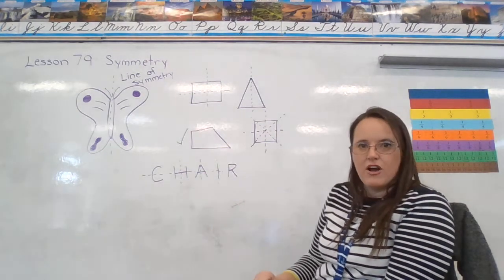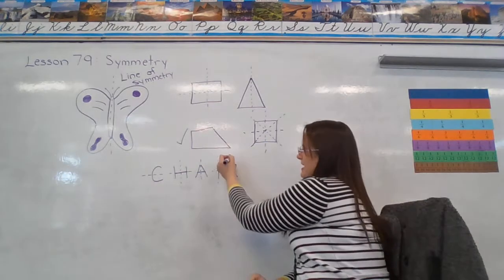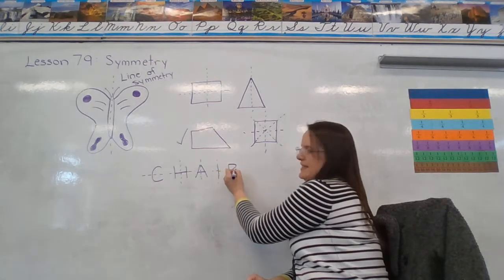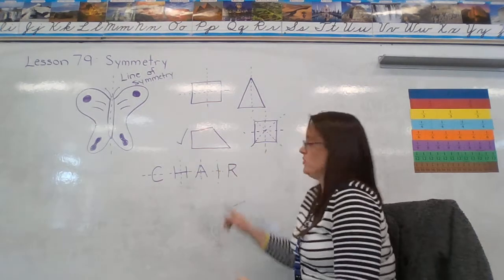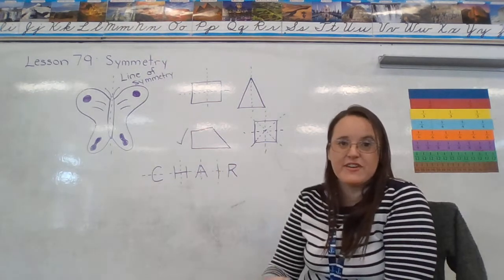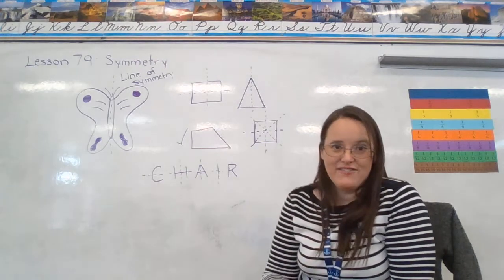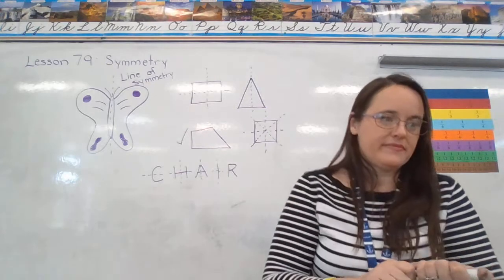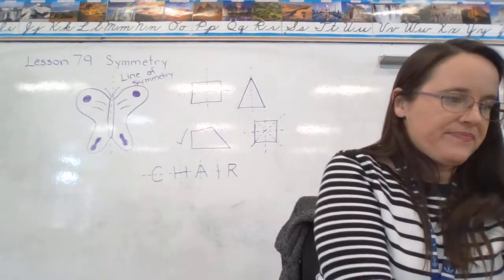What about the R? Can I make a line of symmetry here? No. Can I make a line of symmetry there? No. So R is an example of a letter that does not have a line of symmetry. It is not symmetrical. Okay.